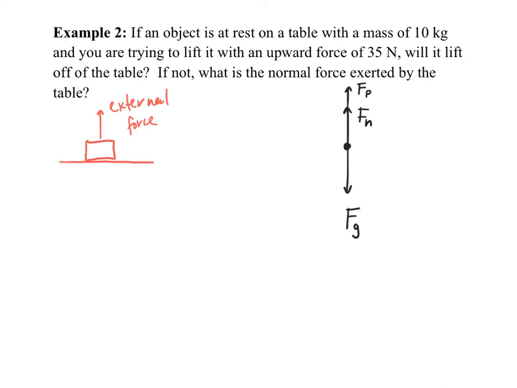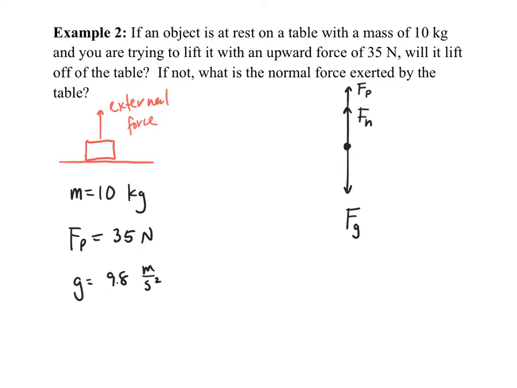We are given the mass. M in this problem is 10 kilograms. The applied force is given as 35 newtons. Gravity is 9.8 meters per second squared. So this is my arrangement right here. These are all of the given pieces of information. I need to start by asking myself, what are all the forces acting? I'm going to do it very slowly for the first problem, and then I'm going to pick up pace from problems going forward.